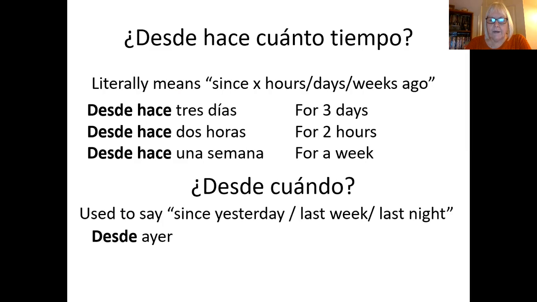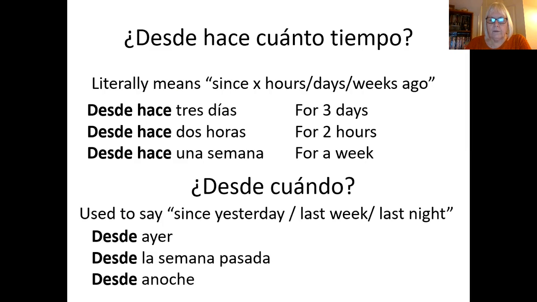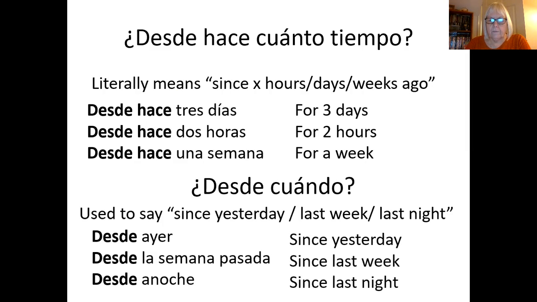So desde ayer, desde la semana pasada, desde anoche, and if you remembered what your time indicators are, you've got since yesterday, since last week, since last night. Okay, so very similar, desde hace and desde, but they do mean quite different things, so you need to make sure you're using them correctly. Okay, so that's one bit of grammar.